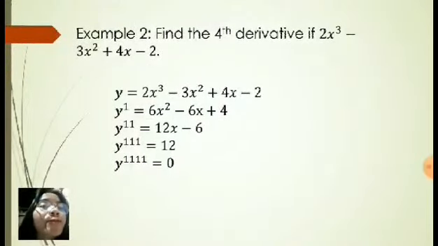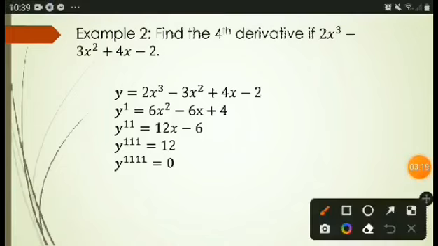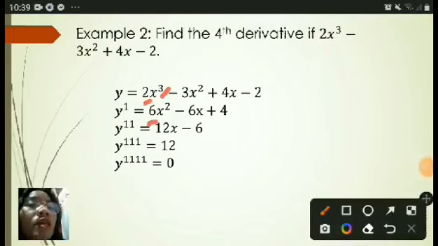Example number 2. Find the fourth derivative of 2x cubed minus 3x squared plus 4x minus 2. So to find the first derivative, as what we have done in the first example, we just use the power rule. So multiply exponent to the numerical coefficient, then subtract exponent by 1. So 2 times 3 equals 6. Then 3 minus 1 is equal to 2. So we have 6x squared. So the derivative of 2x cubed is 6x squared.